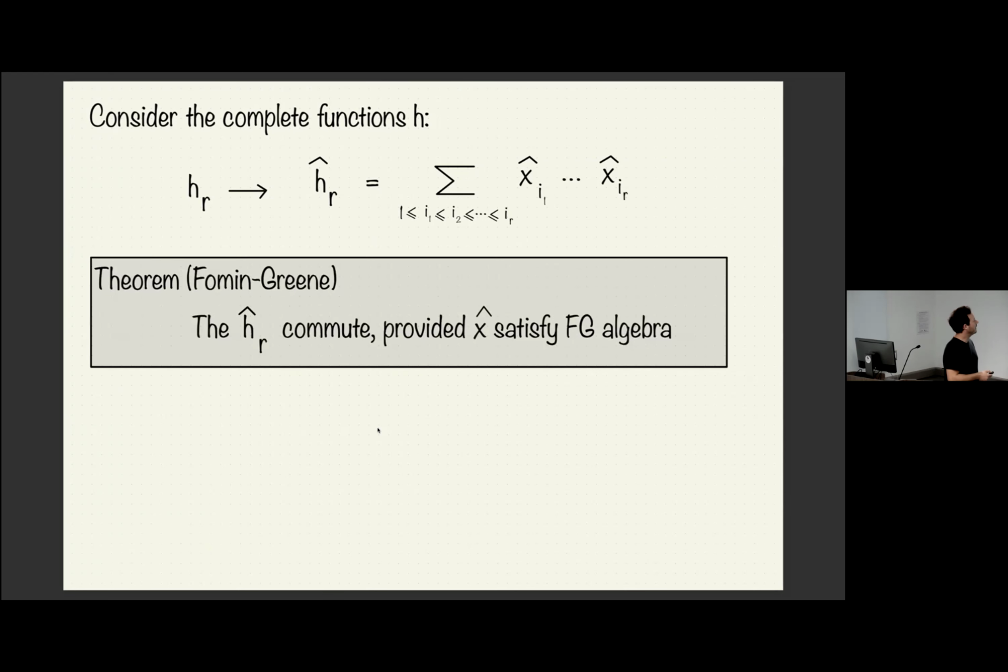Now, one of the theorems by Foreman and Green is that if the x hats satisfy the algebra that we wrote before, then these h hats actually commute. So even though they depend on non-commuting variables, as a package they commute with one another. In fact, demanding that this is true leads to the algebra that we wrote earlier. So say you want to impose these.